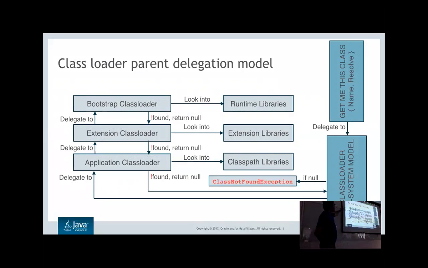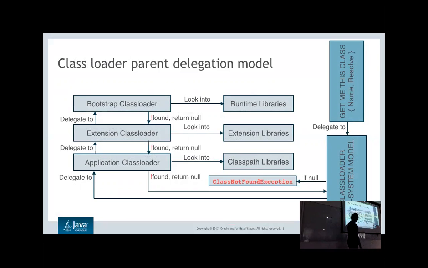Bootstrap class loader will look up into the runtime libraries, that is rt.jar and all the trusted jars. If it is not found, it will return a null. Then extension class loader will look up in the extension library. If it is not found, it will also return a null. And application class loader then looks into the class path library, right? This is your Java class path which you pass, right?